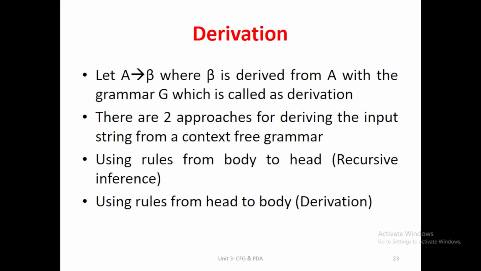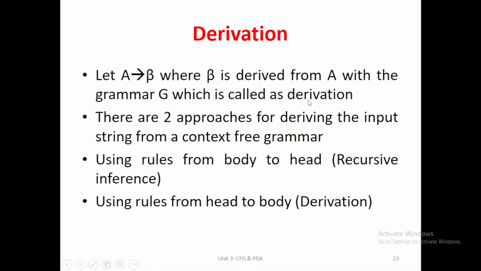Welcome to TOC class. Today I am going to give an introduction about derivation and how to get a string by using types of derivations. So let us take a production A implies B beta, where beta is a symbol which is derived from the non-terminal capital A with the grammar G. So that is called as derivation.